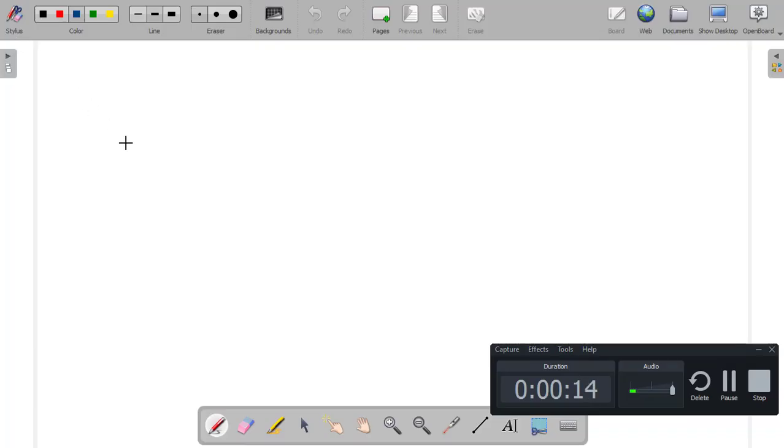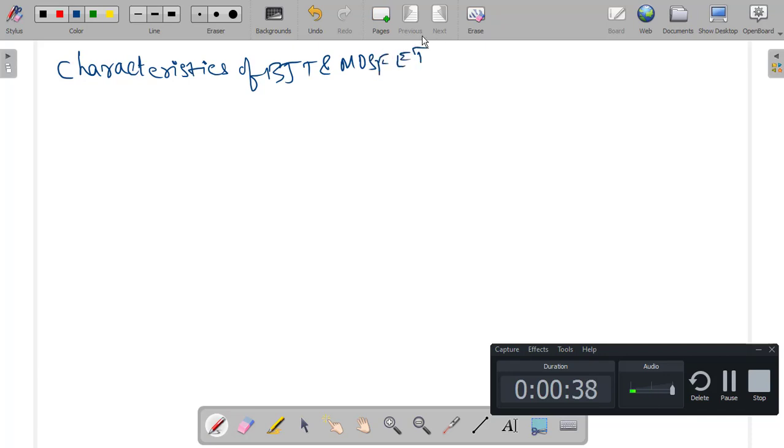So the last topic that has been left in the first unit will be on characteristics of BJT as well as MOSFET. Characteristics of BJT and MOSFET. These are the two topics that have been left. So we will complete this, then we will be finishing the first unit.